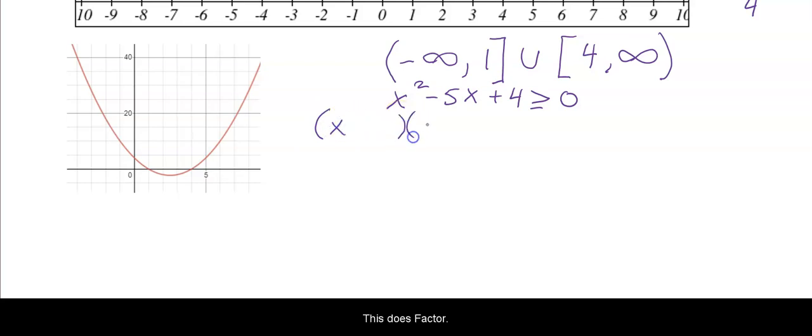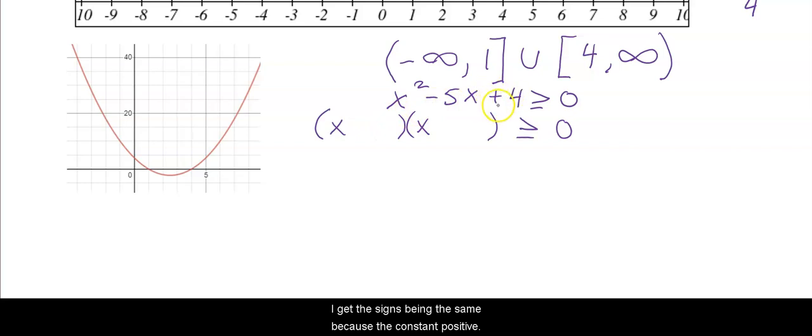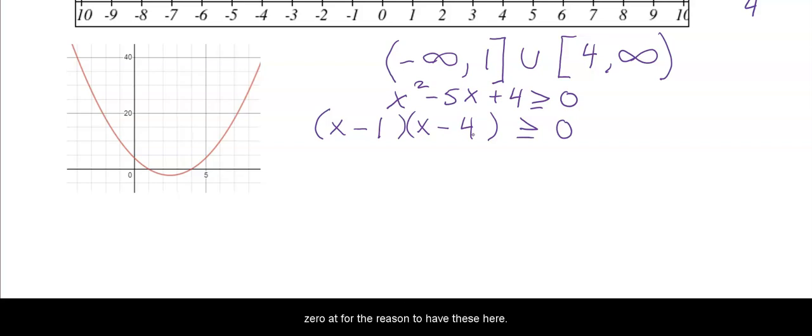This does factor into two different binomial factors. I get the signs being the same because the constant's positive, and since the middle term is negative, that means they're both negative. Factors of 4 that add to give me -5 are -1 and -4. That means that it will equal 0 at 1 and it will equal 0 at 4.